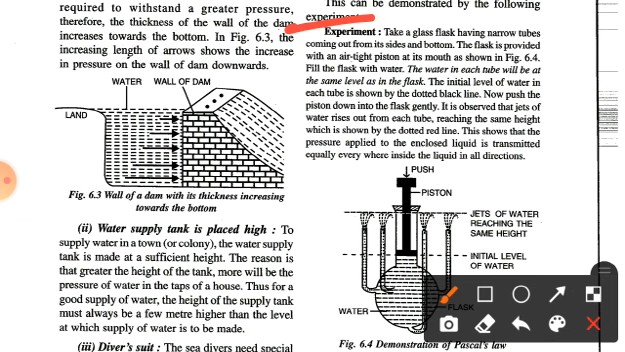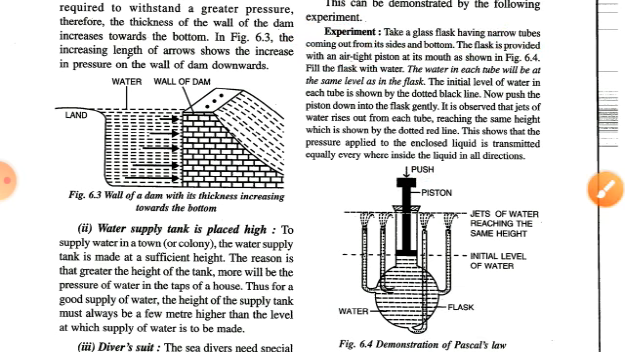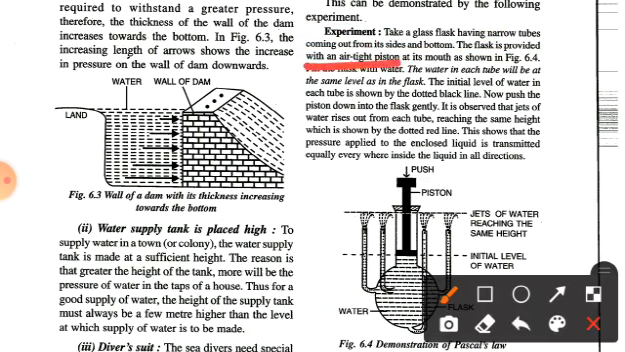In this experiment, we take a glass flask having narrow tubes coming out from its side and bottom. The flask is provided with an airtight piston in its mouth. You can see figure number 6.4. Fill the flask with water. The water in each tube will be at the same level as in the flask. The initial level of the water in each tube is shown by the dotted thick lines. Now push the piston down the flask gently. It is observed that jets of water rise from each tube, reaching the same height, which is shown by the dotted lines in the figure. This shows that the pressure applied in the enclosed liquid is transmitted equally everywhere inside the liquid in all directions.